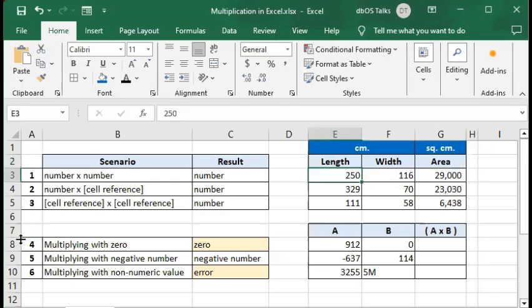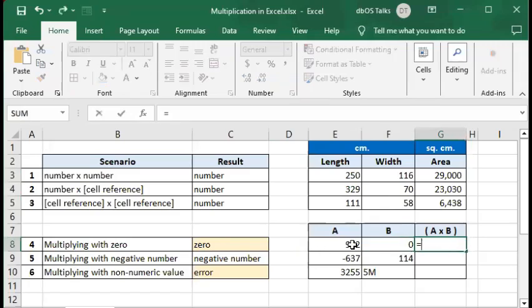Okay, so in the next three examples, we'll be looking at other scenarios that it's good to know because they're still in line with the principles of mathematics in multiplication. The first is multiplication with 0, which results in a 0. So 912 times 0. I will enter an equal sign, and then click on this as my first factor, then my asterisk as my multiplication operator, and then this as my second factor of the multiplication. And then when I enter that, you can see that the result is 0.